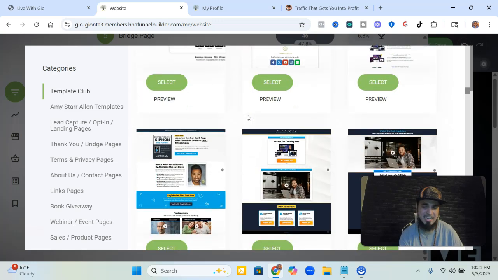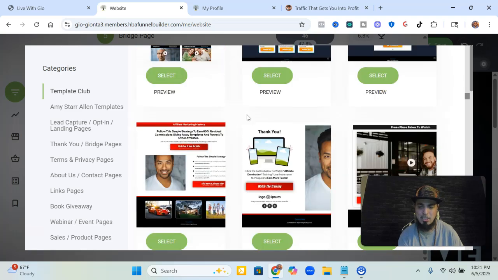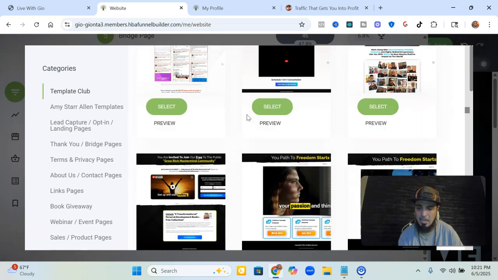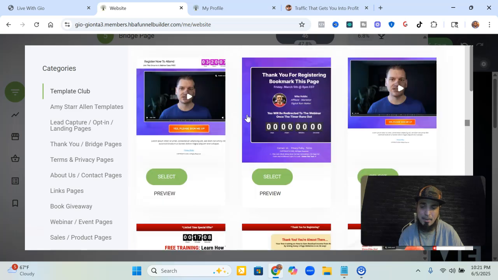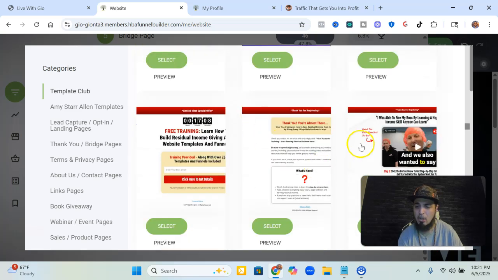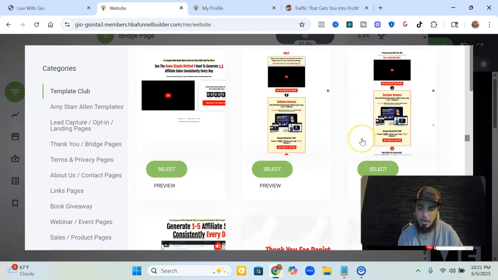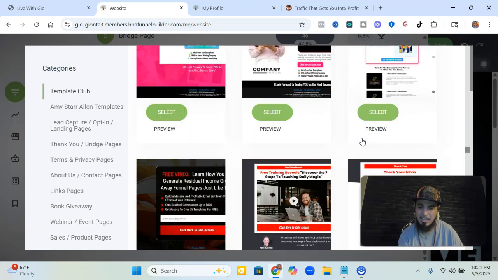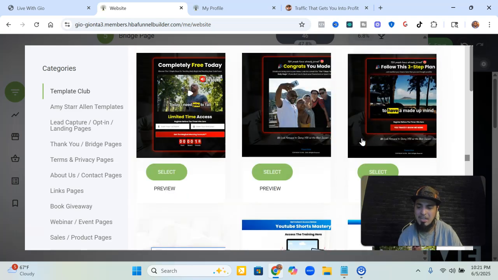And these aren't generic pages. These are actually custom pages that people pay hundreds of dollars for inside of other platforms, right? And they're not even like this. They're all generic pages.